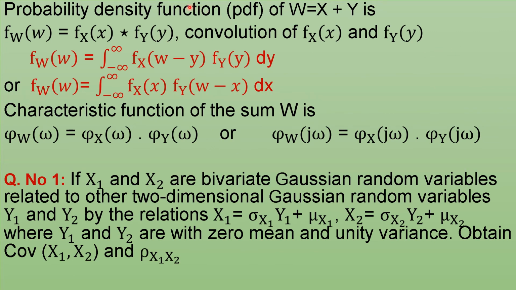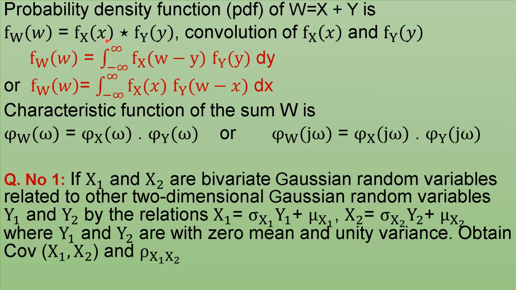Now for that sum w, we shall see the probability density function. The probability density function of the sum w is denoted as fw of w, which is equal to fx of x star fy of y, and fx of x star fy of y denotes the convolution of fx of x and fy of y.